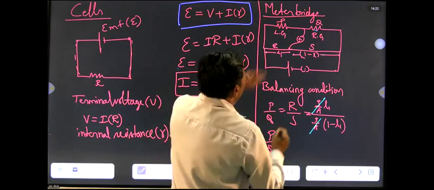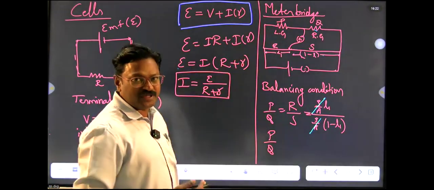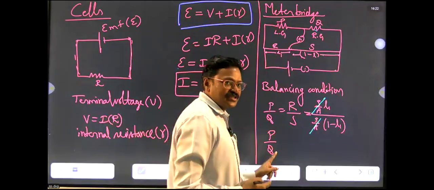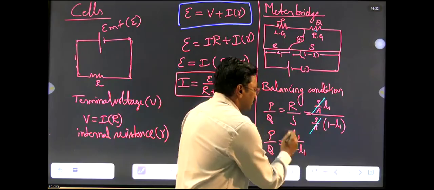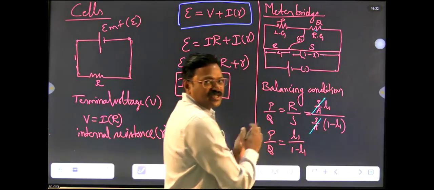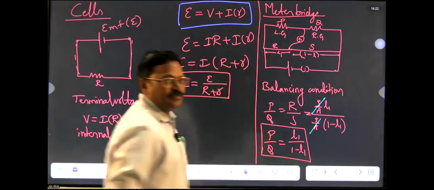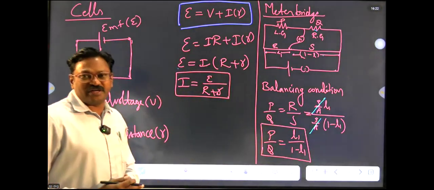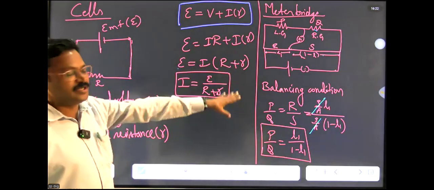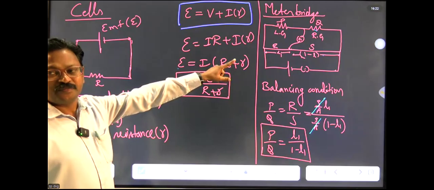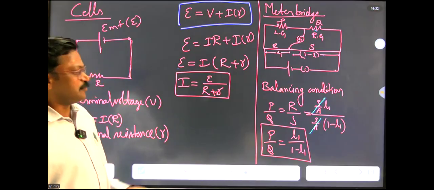P by Q. See, in P and Q, one of the resistances can be an unknown resistance. The other resistance has to be a known resistance. So if one of them is unknown, then we can find the balancing length L1 and 1 minus L1, and from the balancing length one of the unknown resistances can be calculated. So this method can be used to find the unknown resistance, and hence we can also find the resistivity of the unknown wire by using this method of meter bridge. This is the application of the meter bridge. Meter bridge is essentially based on the balancing condition of the Wheatstone bridge network. Please make a note of this.